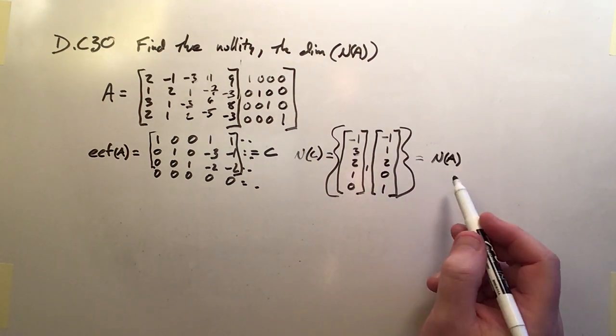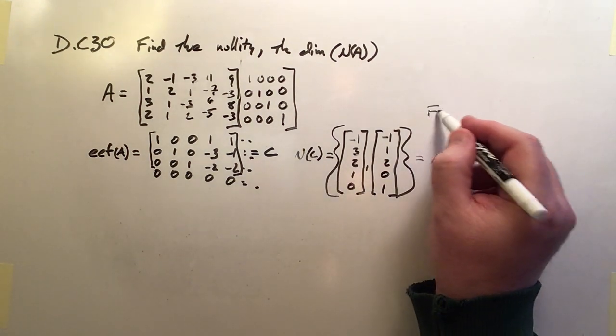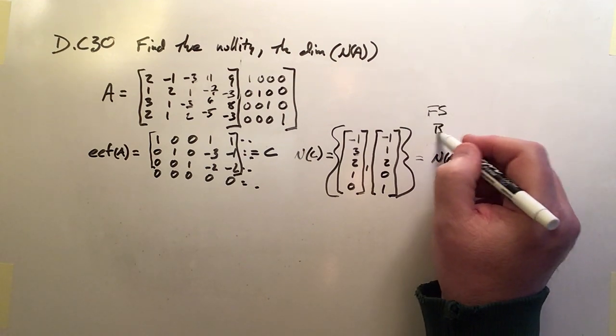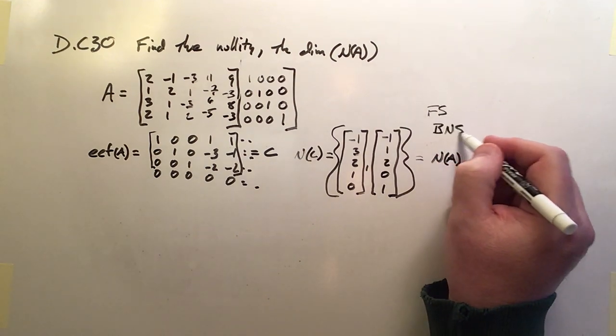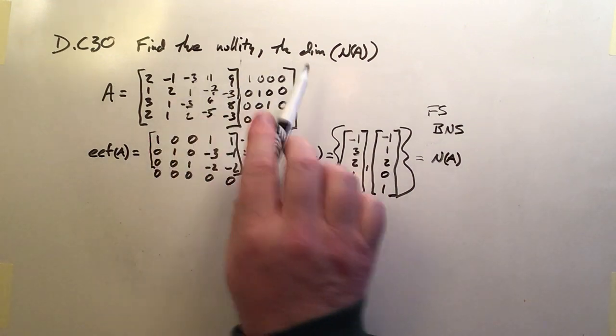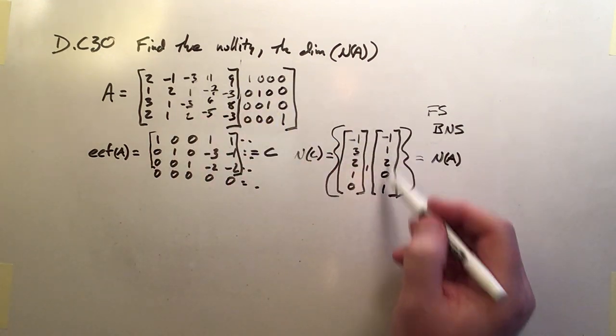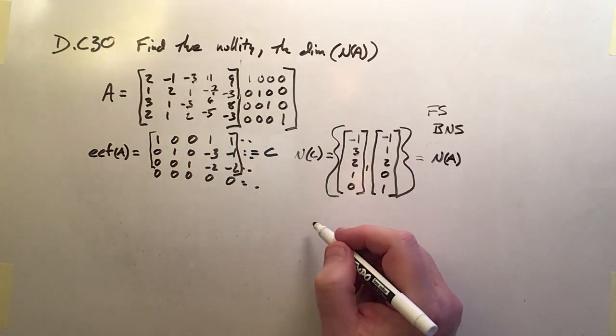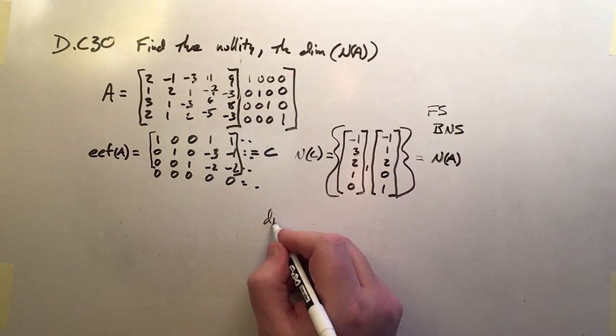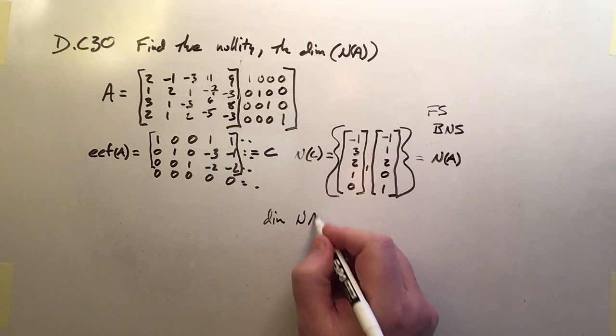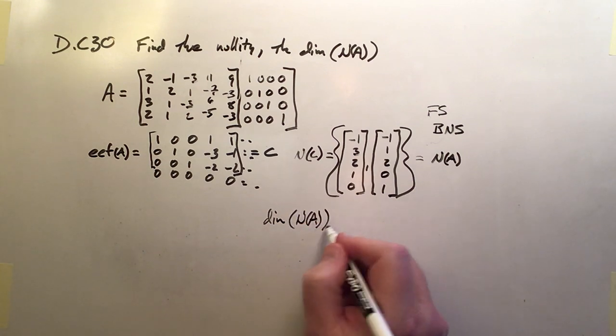So that's by the FS, and we found it through the BNS, the basis of the null space. And now we want the nullity, which is just the dimension, and clearly this contains two vectors. So the dimension of the null set of A is equal to 2.